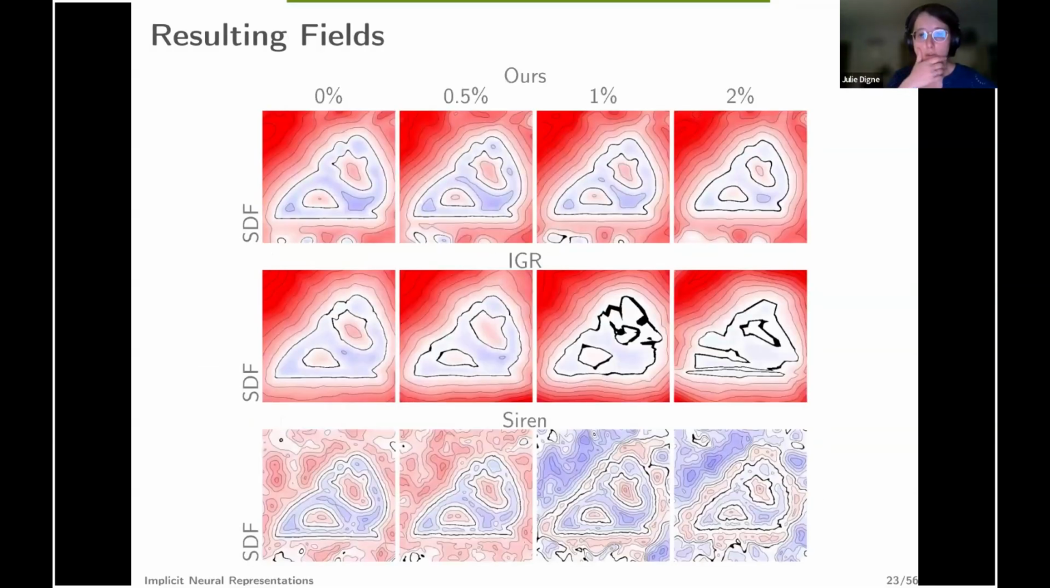So what happens when we have noise? We add additive noise, and I'm giving here the percentage in terms of the shape diagonal. If you consider the SDF, then you see that when you add increasing noise, our result is much more stable than what you get with both the implicit MLP version or the SIREN version. Close to the surface, it behaves quite okay, but if you look at the SIREN results, there are a lot of inversions, which make it complicated for our purpose.